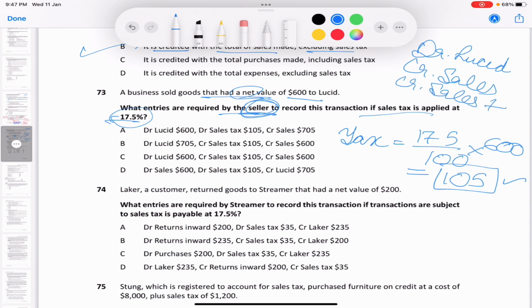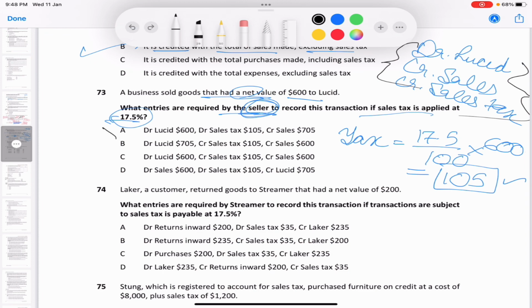This is the journal entry. If you can recall, debit cash, credit sales tax. That is the cash sale entry. And if I want to make the entry for a credit sale, I will write the name instead of cash. Simple. So debit Lucid, credit sales.